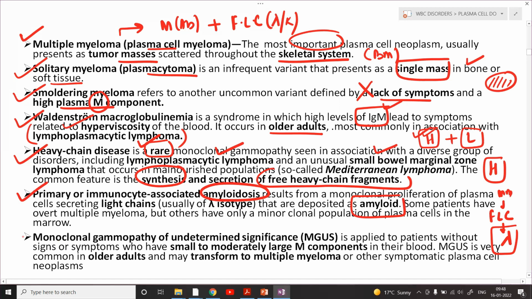And finally, we have one component that is the precursor of multiple myeloma called MGUS, that is monoclonal gammopathy of undetermined significance. In such cases, they do not have any signs or symptoms. The only thing that they have is very small to moderately large M components that can be seen in the blood. That's it. It is common in older age, and there is a risk of converting into multiple myeloma. It is mainly regarded as a precursor to multiple myeloma.